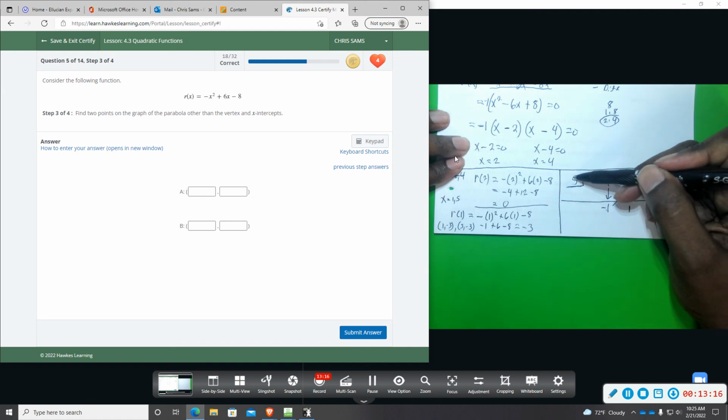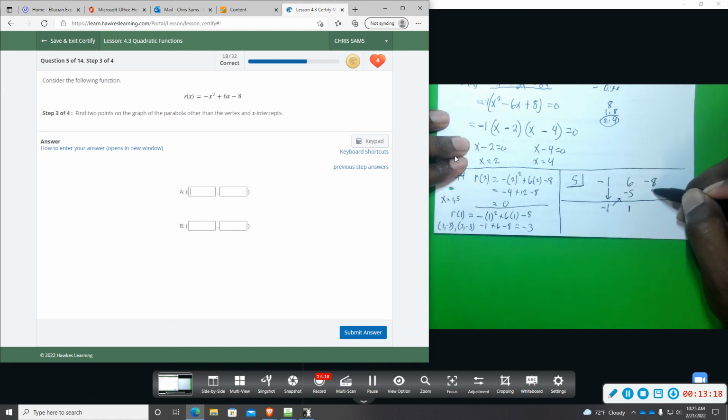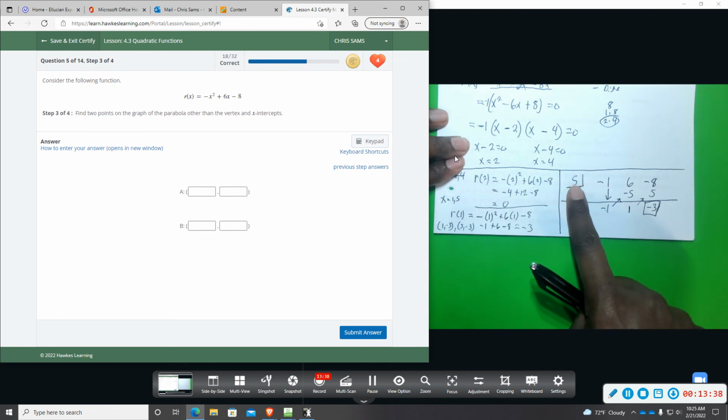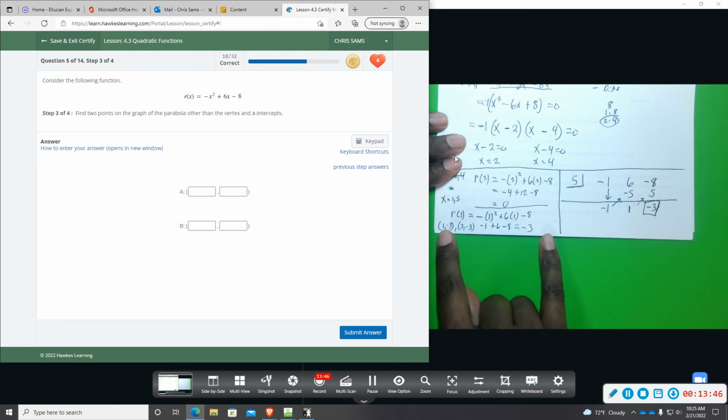And then you repeat. 5 times 1 is 5. Write the result up there. And then add, and that will give us negative 3. Whatever you end up with is the value you would get if you were to plug it in. So I plugged in positive 1 here and got negative 3. And then I did the same thing using synthetic division with a 5, and the 5 gave us negative 3 as well. So we can see the 5 and negative 3, and the 1 and negative 3 here. That would be our 2 other points.